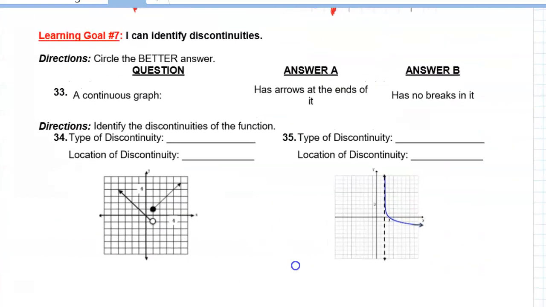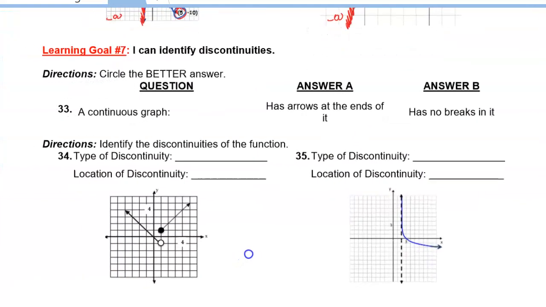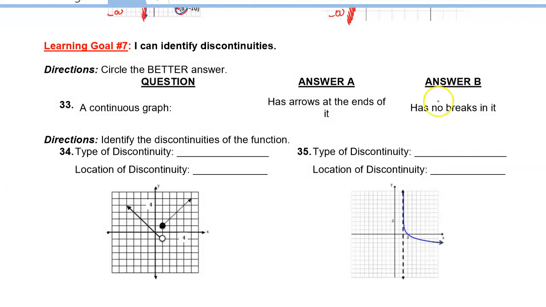Okay, question number 33. A continuous graph has no breaks in it. Continuous means that there are no breaks.